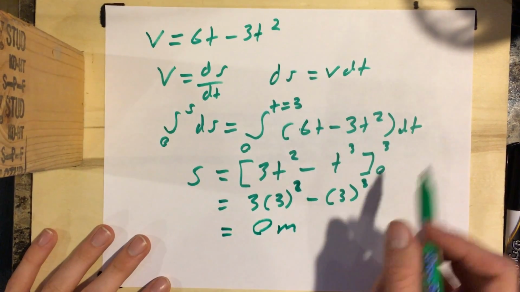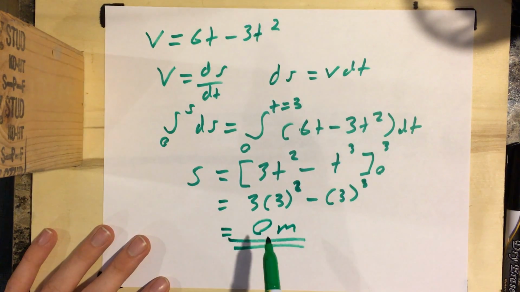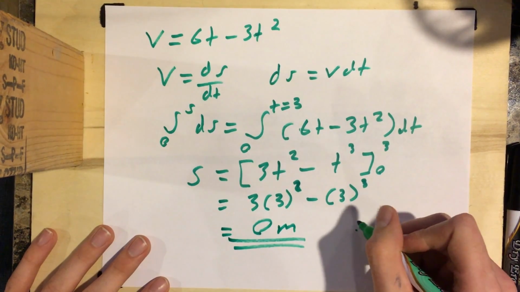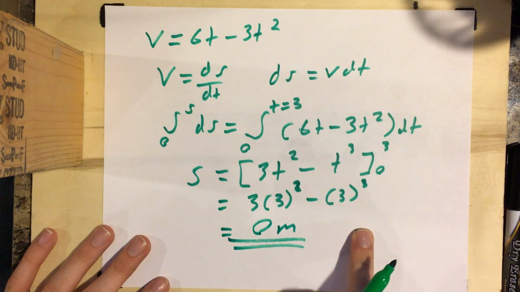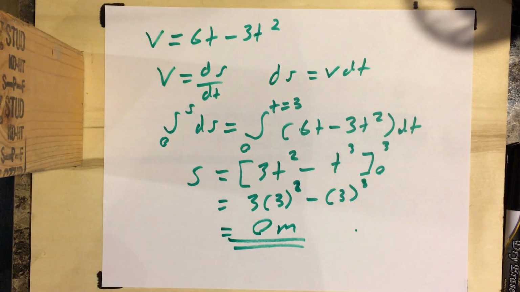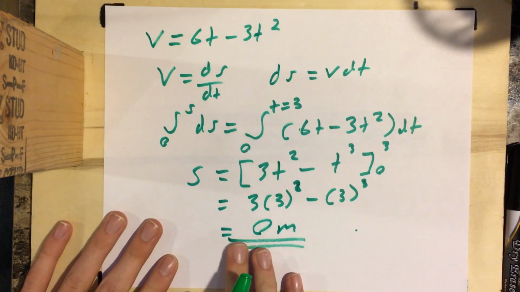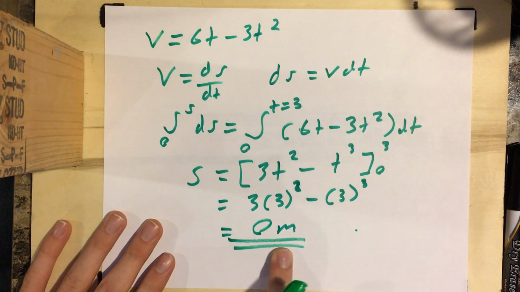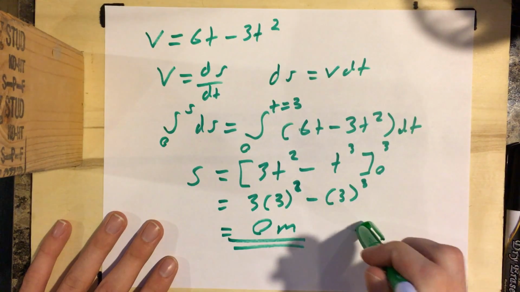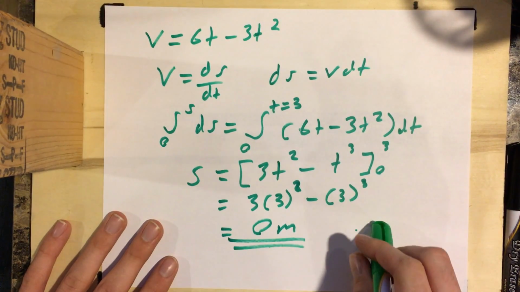So at 3 seconds, it ends at 0. So it starts at 0, it does some movement, and it comes back to 0. So now what we want to know is the distance the particle travels. This is displacement, so this is where the particle is relative to the beginning after it travels.